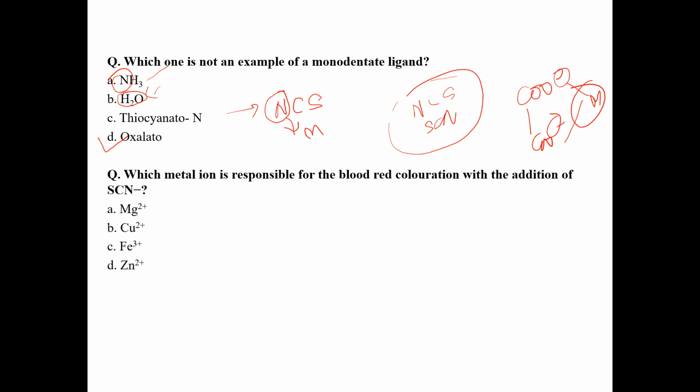So next one, which metal ion is responsible for the blood red coloration with the addition of this ligand? So in the blood it is metal plus 3, that is iron plus 3, sorry, that is making a complex with this ligand and responsible for the blood red color, right? You can just read about the charge transfer transitions, which one is taking place in this case.